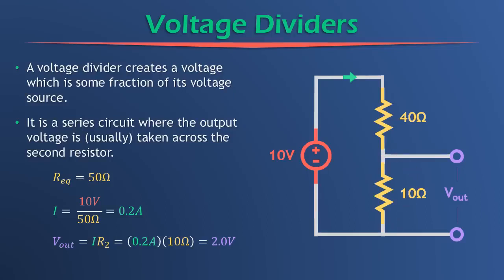Now, technically, we can also take the voltage across the 40 ohm resistor, and that would be 0.2 amps times 40 ohms, which would give us 8 volts. So as you can see, 2 volts and 8 volts add up to 10 volts. So that makes sense, I hope. Alright, cool.